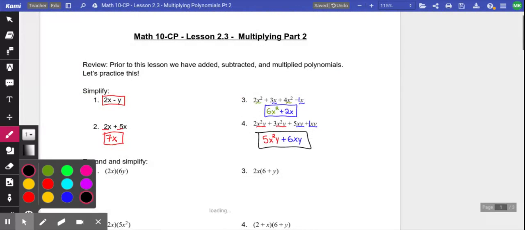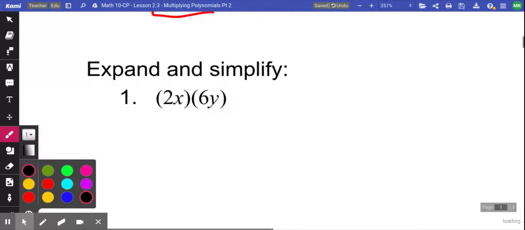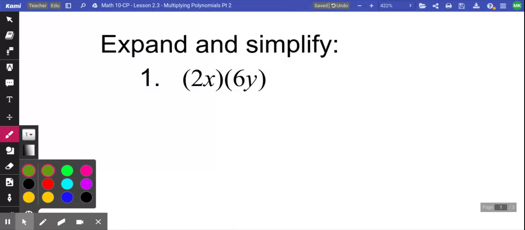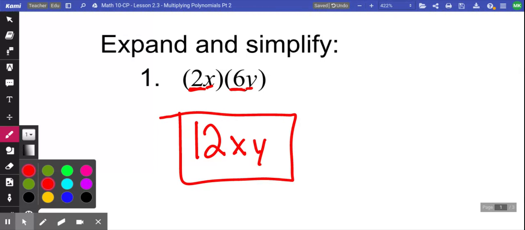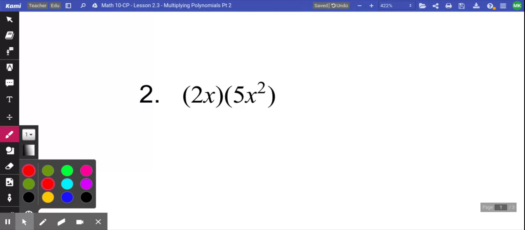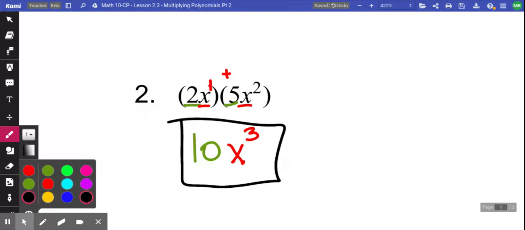Cool. Multiplying. We learned how to multiply some polynomials. We start off with monomials like this. We already know how to do these from the previous unit. The coefficients multiply together, so 2 times 6 would be 12. And x and y actually can't combine, so you just write it xy. They can't combine because they're not the same letter. If you look down here, we go numbers with numbers, so 2 times 5 is 10. And then the x and the x squared actually can combine. We would add their exponents, so it would be 1 plus 2 to become x to the power of 3. Here we learned that last unit too. All right.